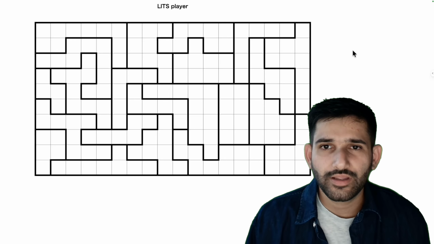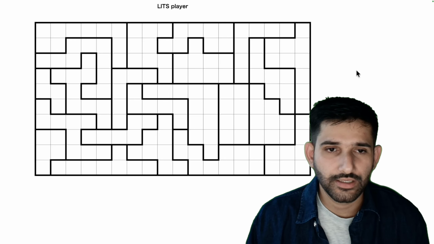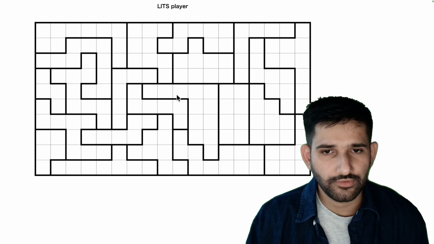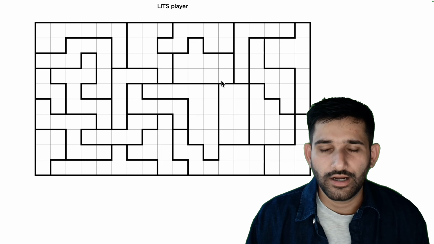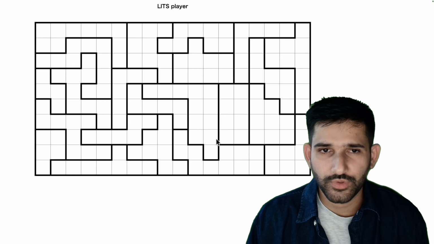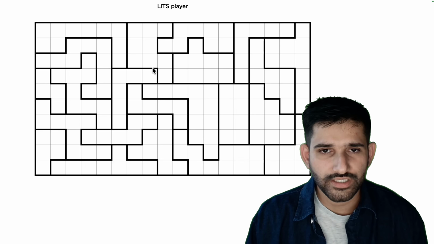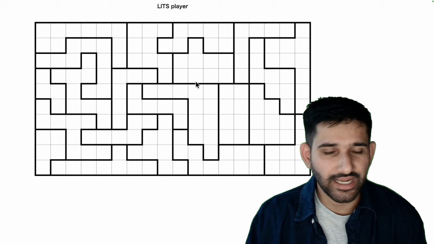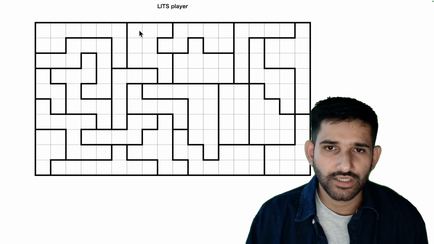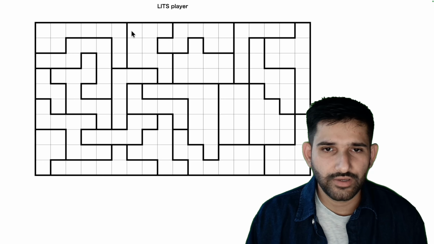Hi, today we are playing a puzzle called Lits, and I'm going to take you through the rules. Here we have a grid which is divided into regions. We have to place one tetromino in every region, exactly one. What's a tetromino? A tetromino is a shape made of four cells.